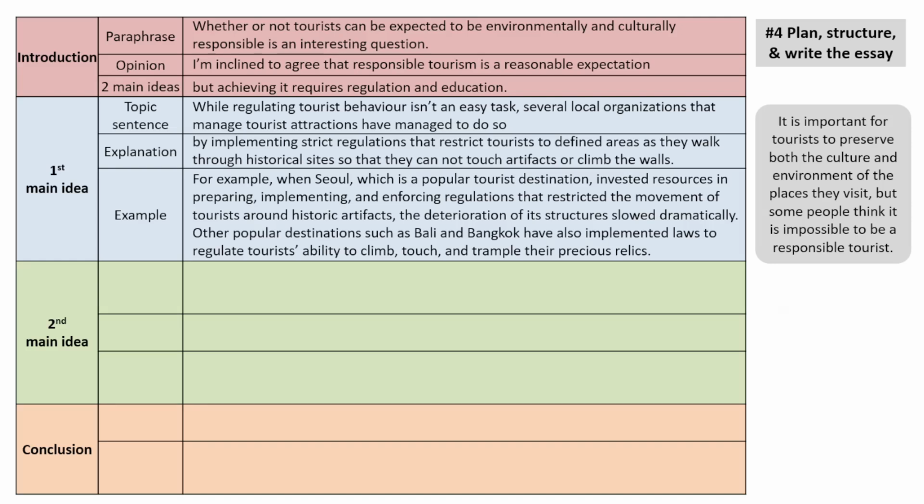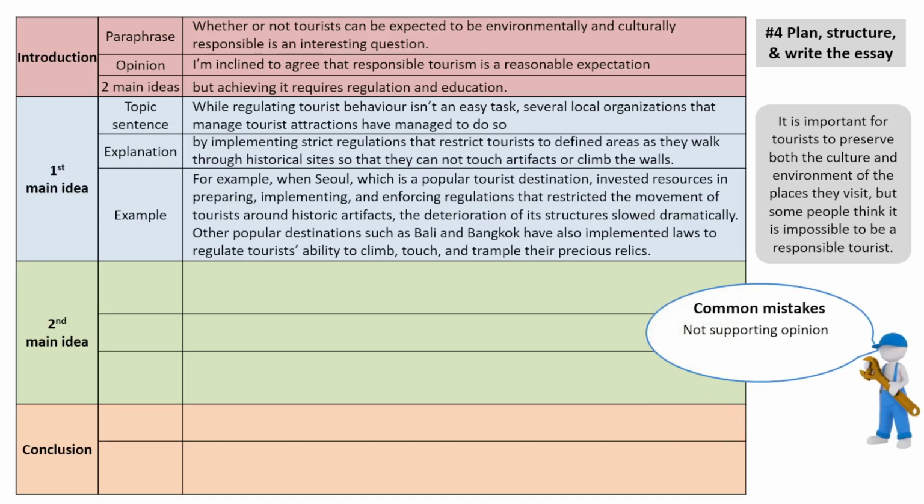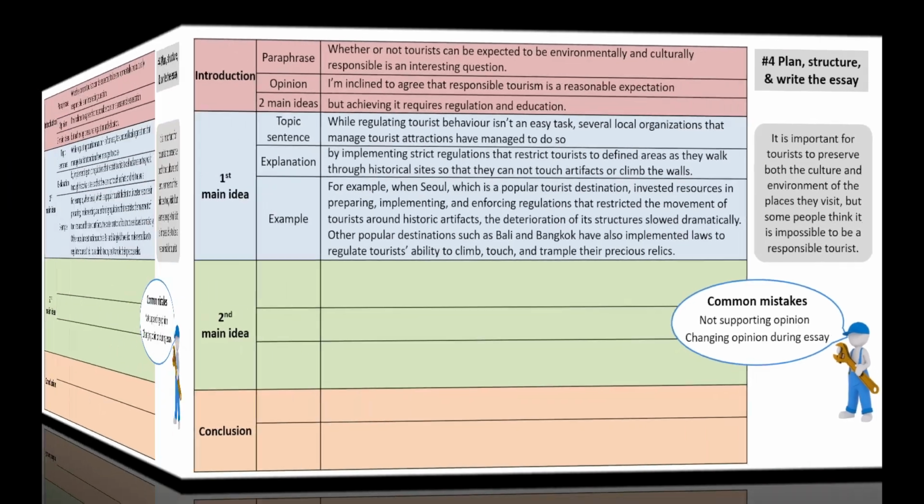Some of the common mistakes that test takers make include not explaining and supporting that main idea, and changing their opinion during the essay. You don't want to do that, right? You pick your main idea and you elaborate on it. You add lots of supporting detail. That's what's going to get you that score.